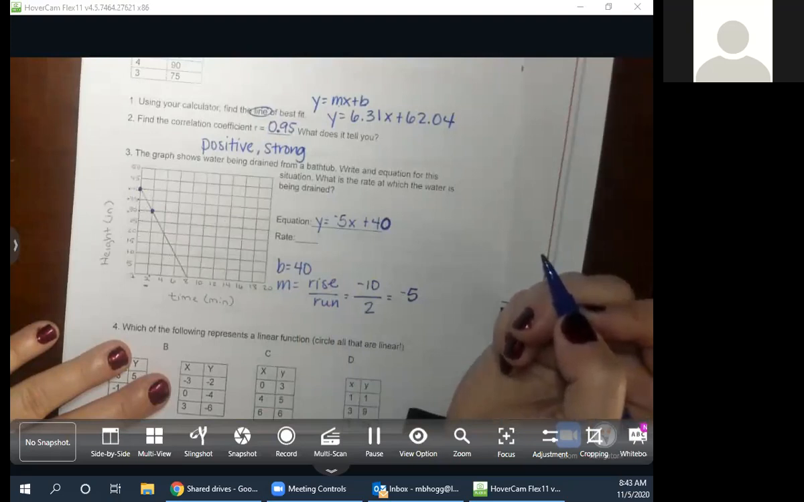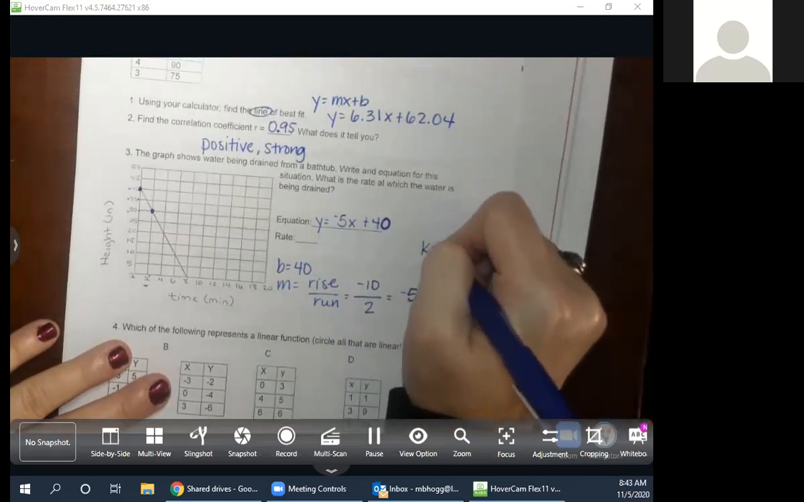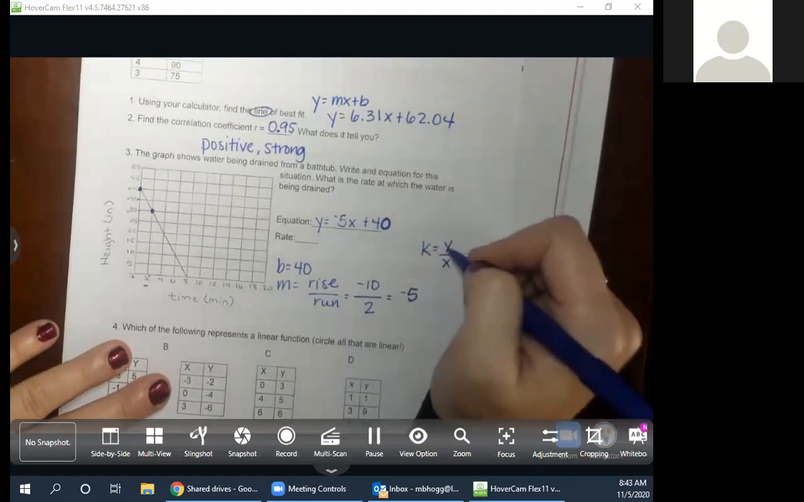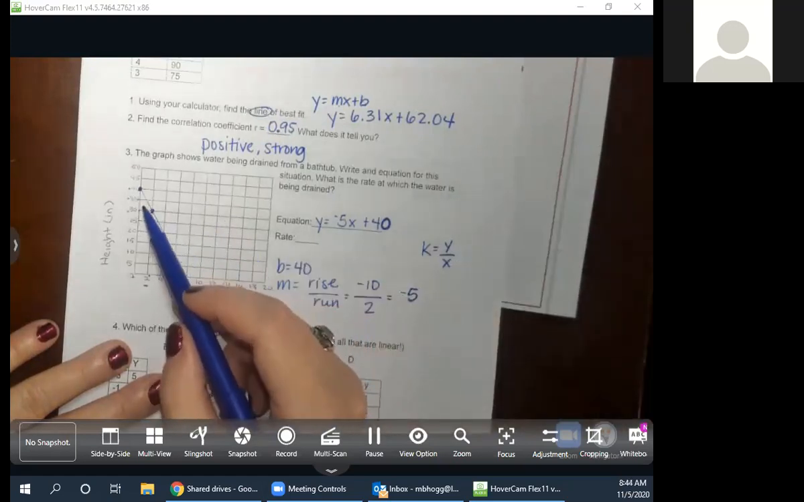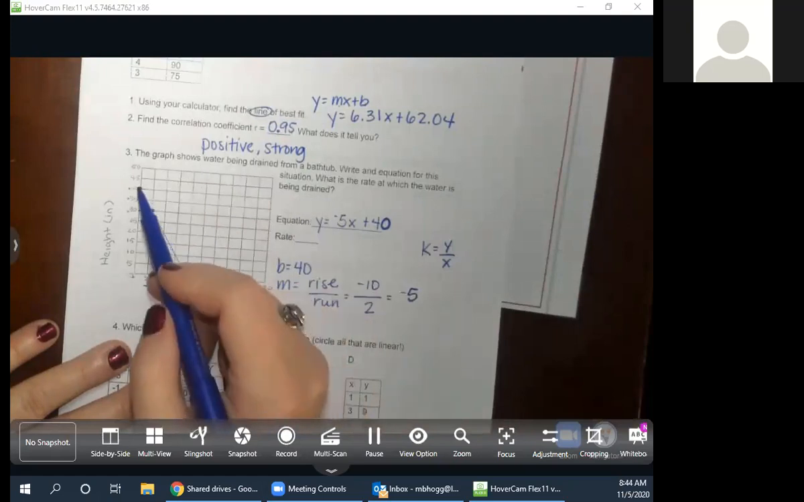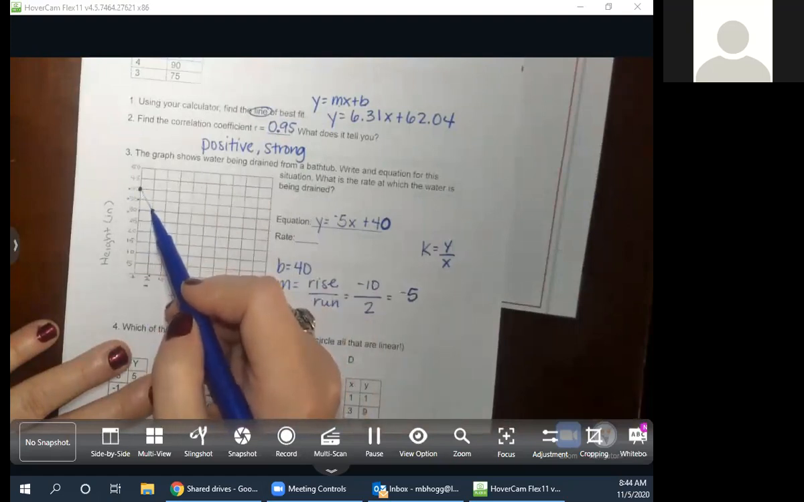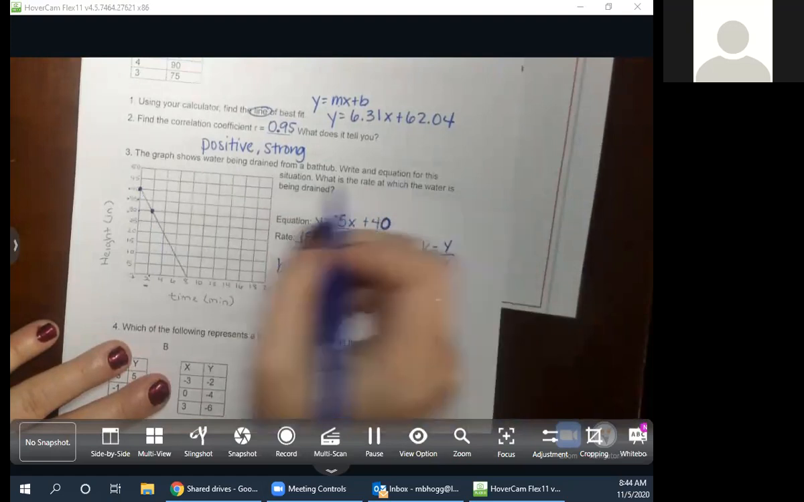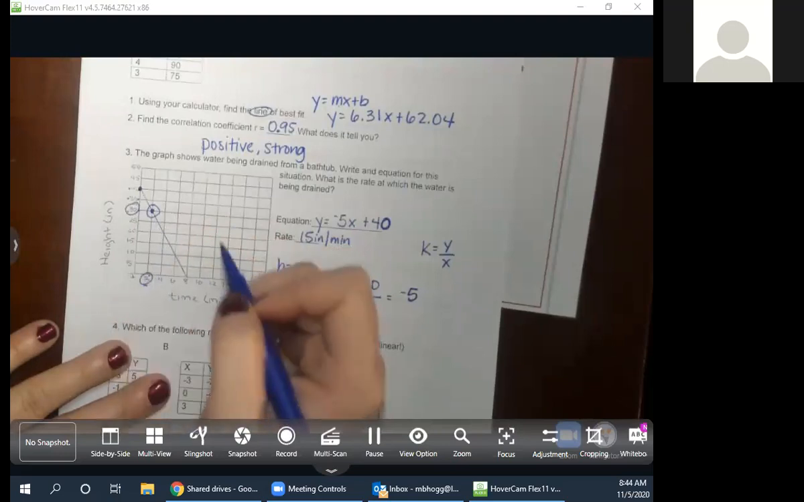What is the rate at which the water is being drained? I don't know if y'all remember this from 8th grade, but K constant is y over x. So you find your y value and divide it by your x at any point. Your y here was 40 and your x is 0. Well, not that one. 30 and 2, it's 15. 15 inches per minute. Y is 30 and divided by 2 is 15.